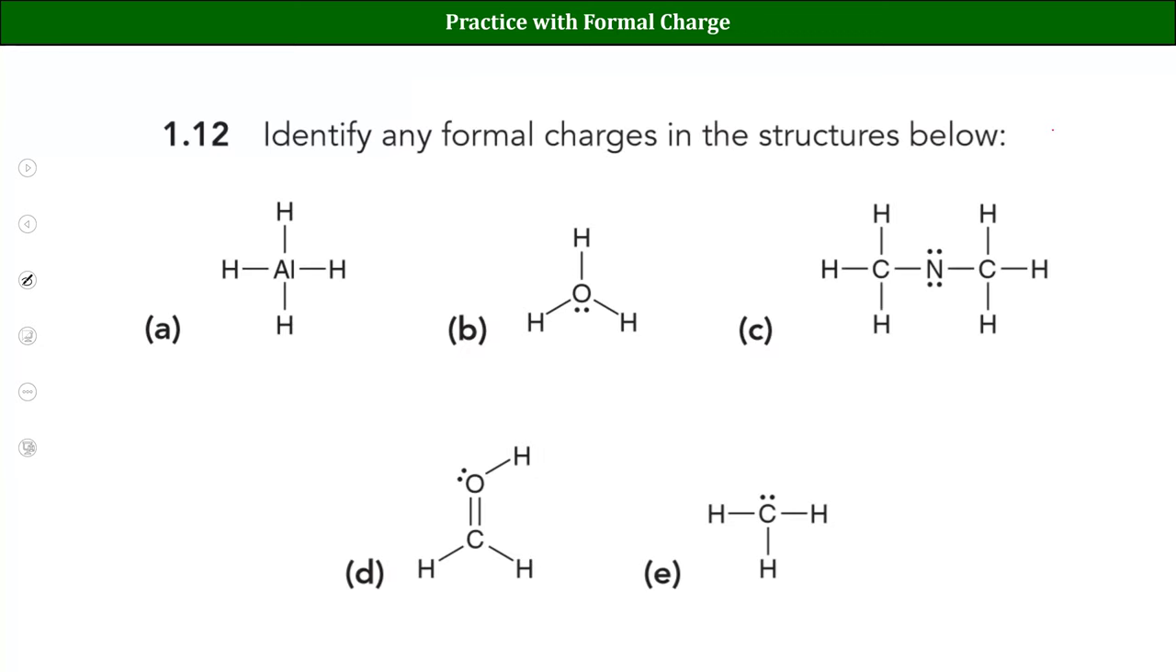All right, we went through that. So let's practice doing formal charges. If the charge is not shown, we can still count bonds and lone pairs to figure out what the charge on the overall molecule must be. So this is basically going backwards from the way we used to do it when we were drawing the Lewis dot structures.